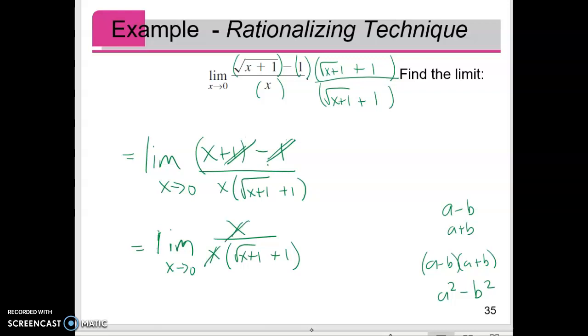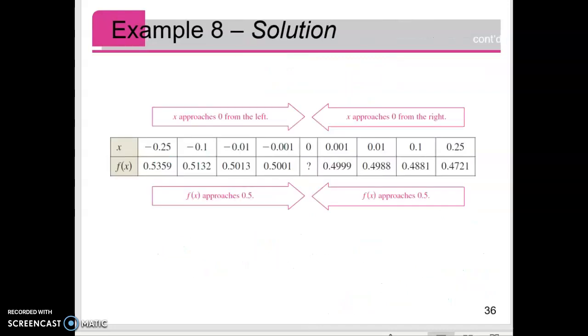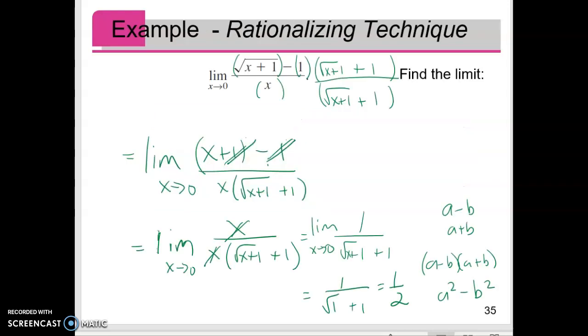So the x's cancel out. So we have 1, and then I'm left with this thing. Right, and now I can plug in my 0, right? Because I have 1 up top, now direct sub, 0 plus 1 plus 1, and I end up with a half. Okay, so that's my next method here. And we can see that's true. You can always check your work by going back to the numerical approach. Approach 0. Where are we going? We're going to 1/2. Okay. So that's the rationalizing technique.